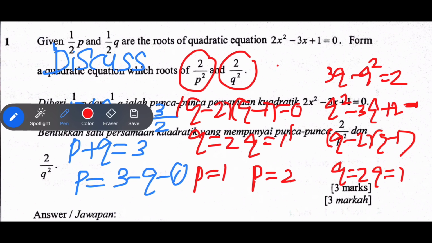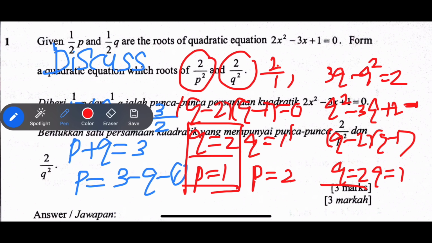So now I need to substitute into the new roots. The roots that I circled are the new roots. I can choose any pair of values to substitute because it will be the same. Just choose one pair. If I choose p is 1, I will have the root 2 over 1 squared, which is 2. Another one, I will have to use q equal to 2.